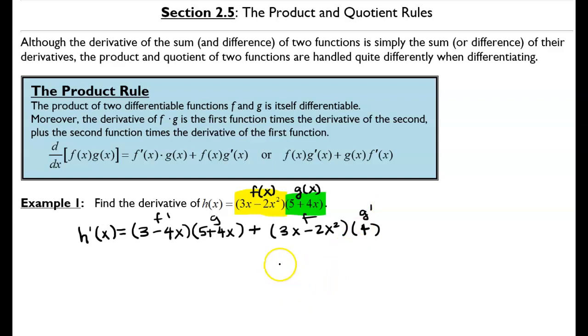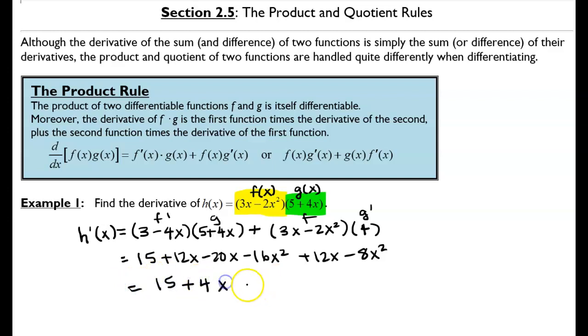Now on a free response question, I could leave my answer like this, but we're going to go ahead and work it out since we're doing it together. So I need to FOIL this piece, or expand it. 15 plus 12x minus 20x minus 16x squared plus 12x minus 8x squared. And then if I combine like terms, I'll get 15 plus 4x minus 24x squared.